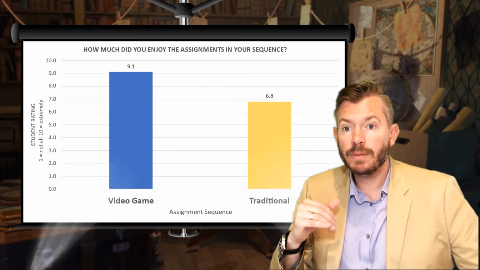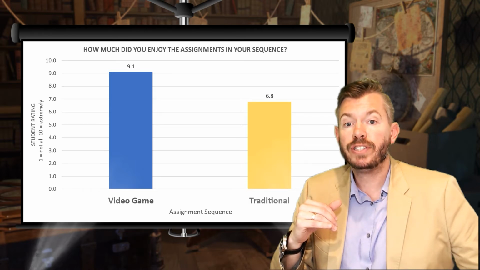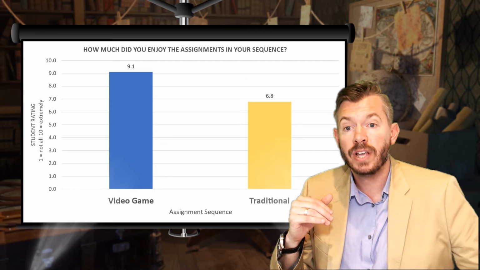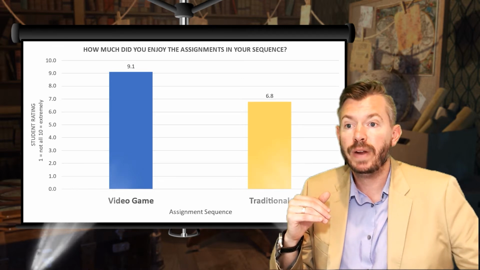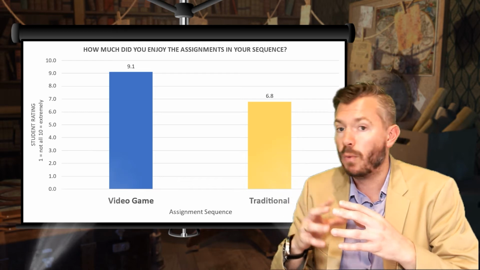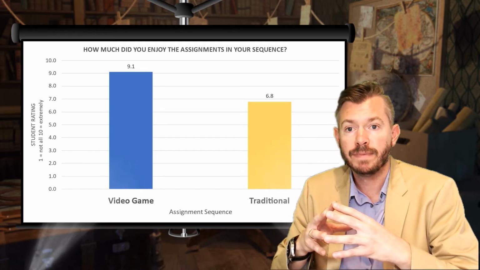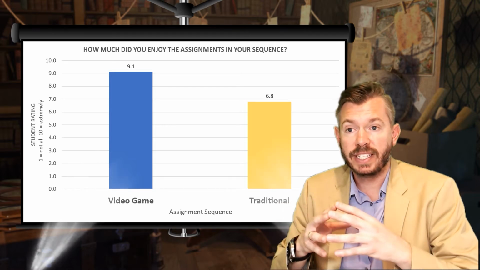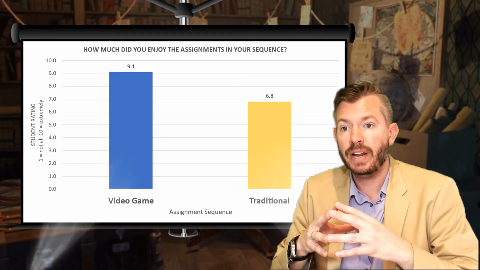Now, in terms of enjoyment, those who chose the video game-based assignment sequence reported substantially higher scores than those who chose the traditional reading response assignment sequence, with an average score of 9.1 for people who chose the video games and an average score of 6.8 on a 10-point scale for those who chose the reading responses.